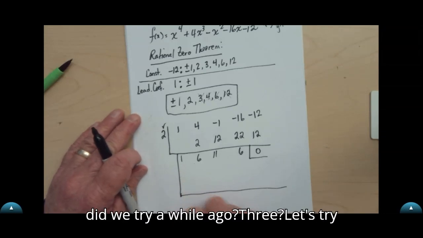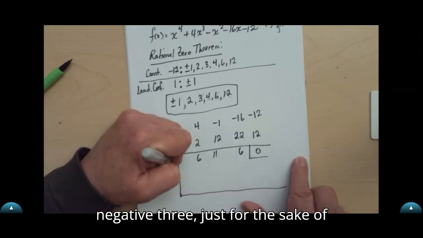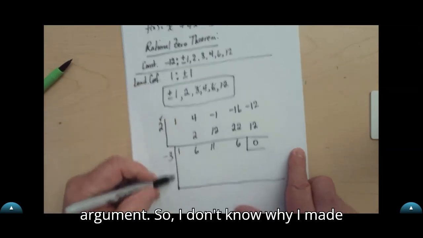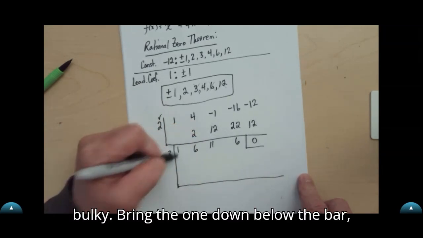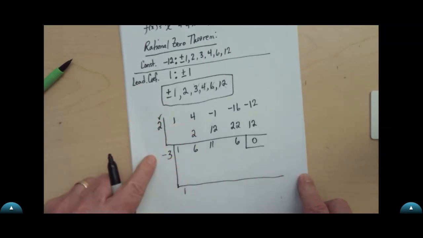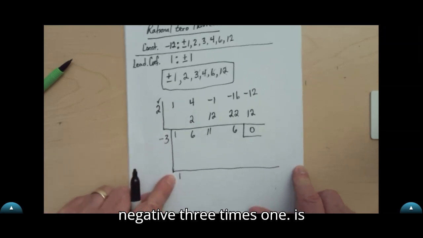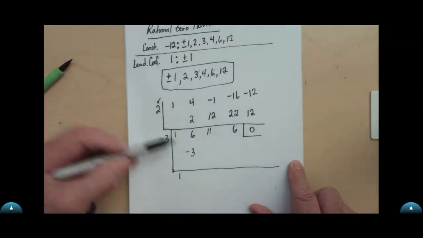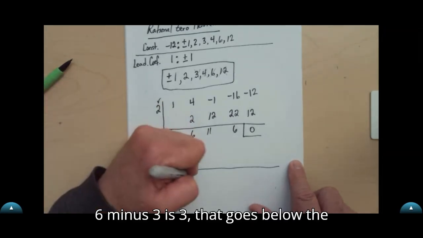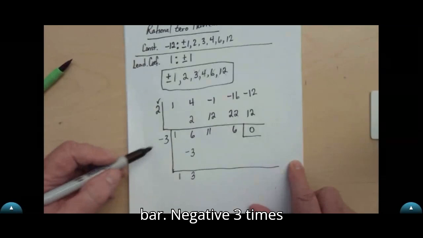what did we try a while ago? 3. Let's try negative 3, just for the sake of argument. So I don't know why I made this box so bulky. Bring the 1 down below the bar. Negative 3 times 1 is negative 3. That goes under the 6. 6 minus 3 is 3. That goes below the bar.